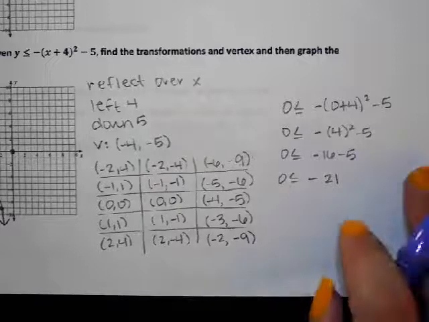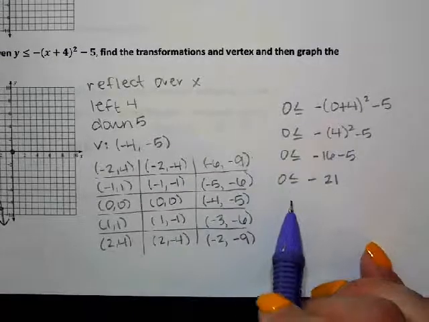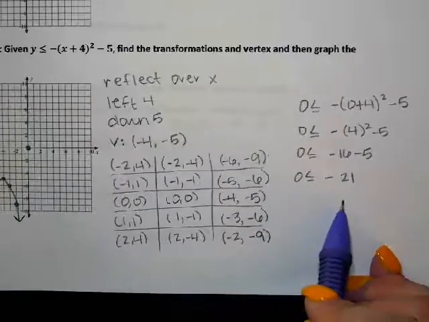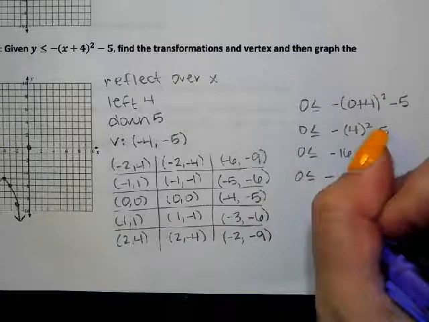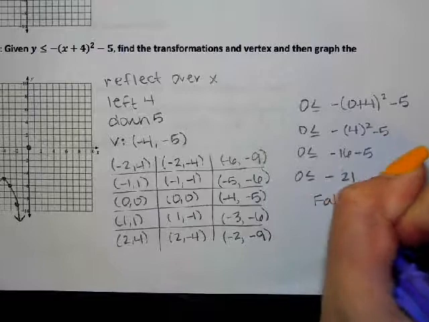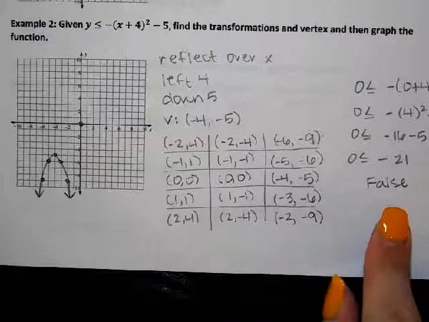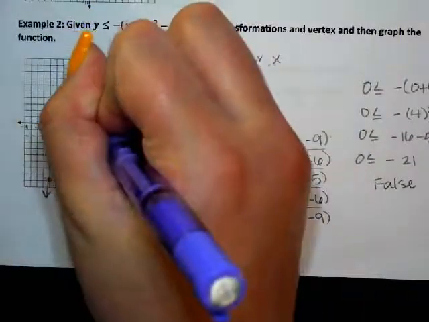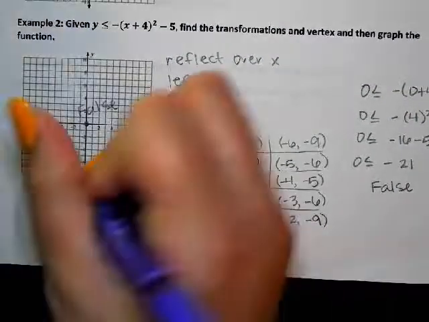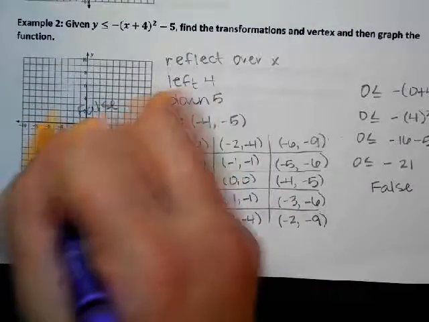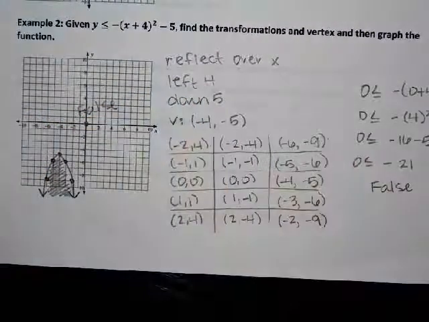All right. Is 0 less than a negative? Whew. All right. So this is a false statement. That means outside is a false statement. So where are the true statements? Inside the parabola. That's where we shade. Well, that was fun.